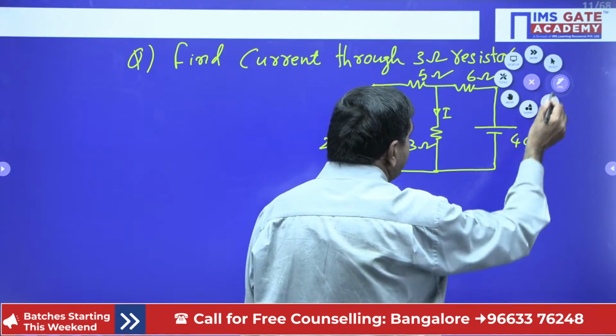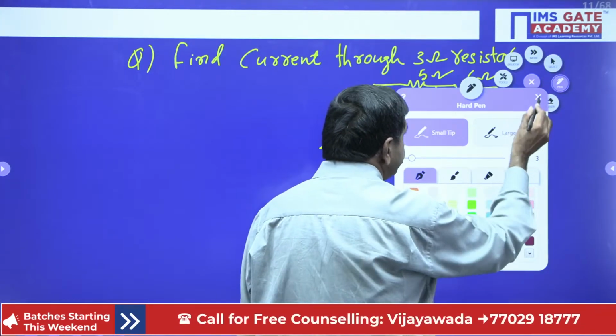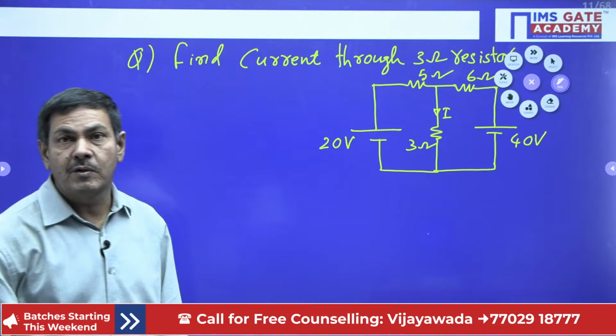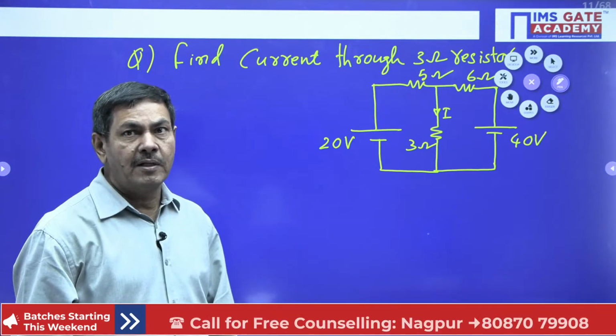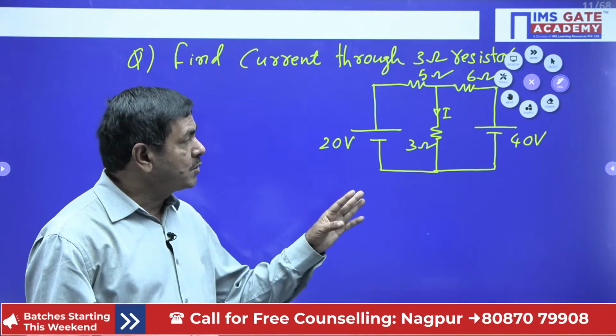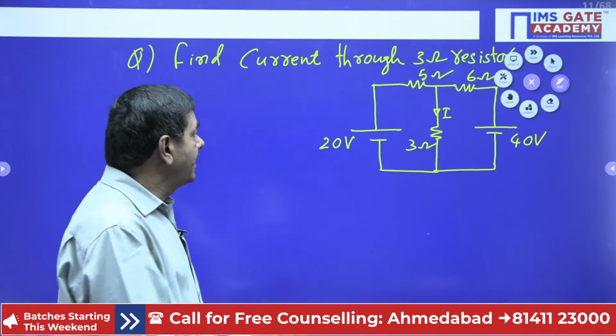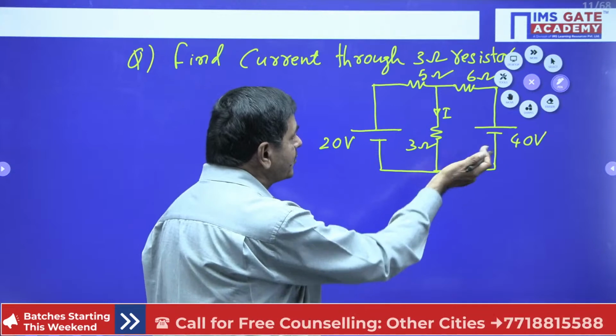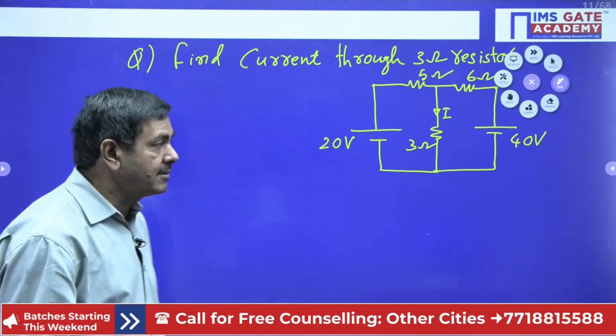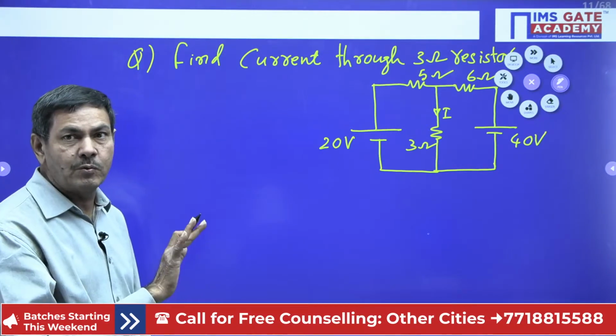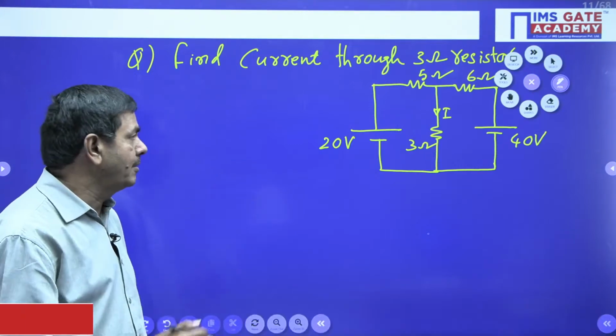Here we have more than one source. This problem is also with more than one source. What are those sources? Both are voltage sources only. Initially, I selected this voltage source and the next voltage source must be shorted, because we don't have any dependent source now. We have only independent sources in this problem.